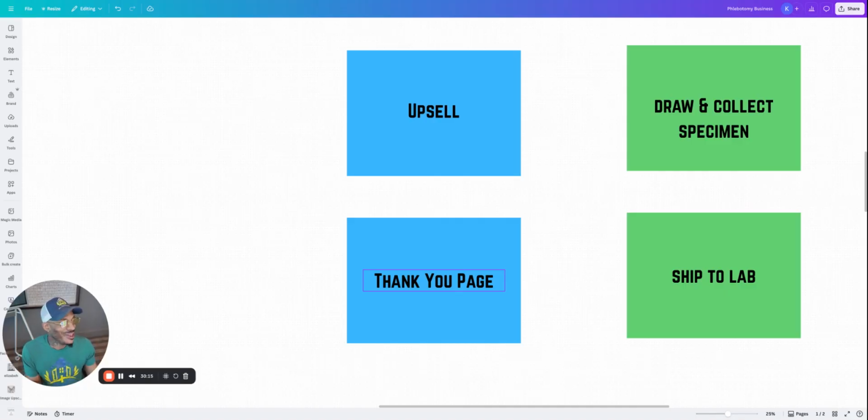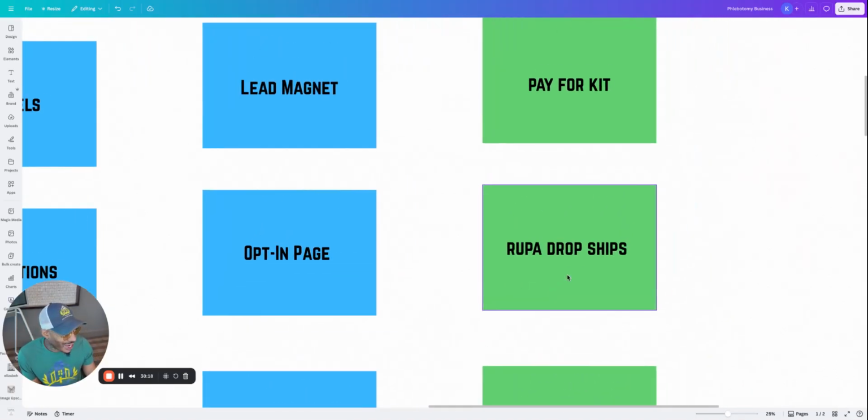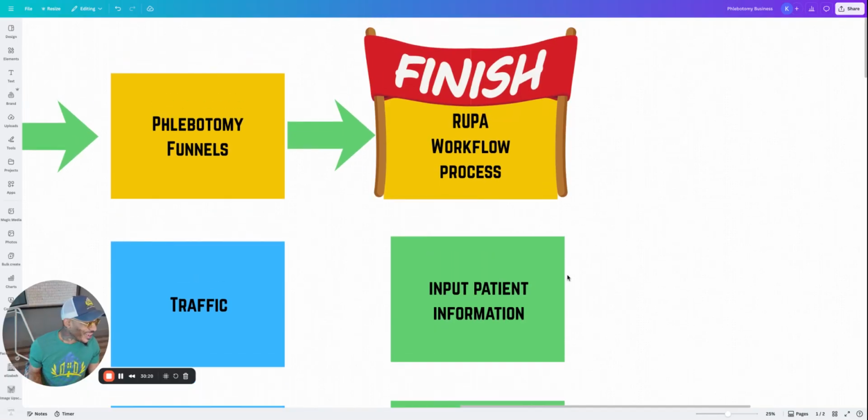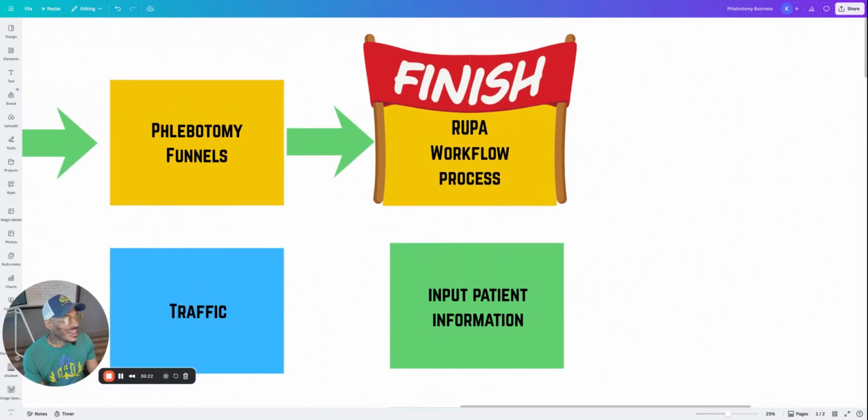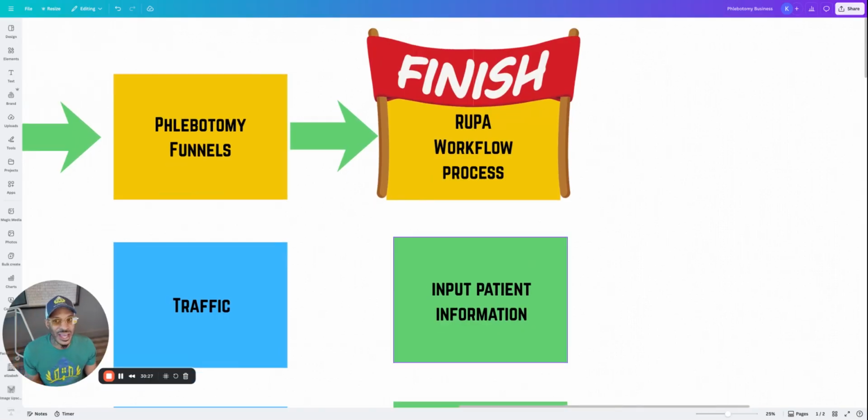Okay, that's it. So last but not least, phlebotomist, and I got it all in the green right here, but then you're like, wait, oh my gosh, we're at the end. Yes. So the end is going to be the workflow process. When you actually wake up to notifications of people paying for your services, now we have to input their information, because on these funnels, the person is going to put their first name, last name, email address, all that shipping information, because we have to ship the actual kits to the patient, for them to receive the blood collection from the phlebotomist.